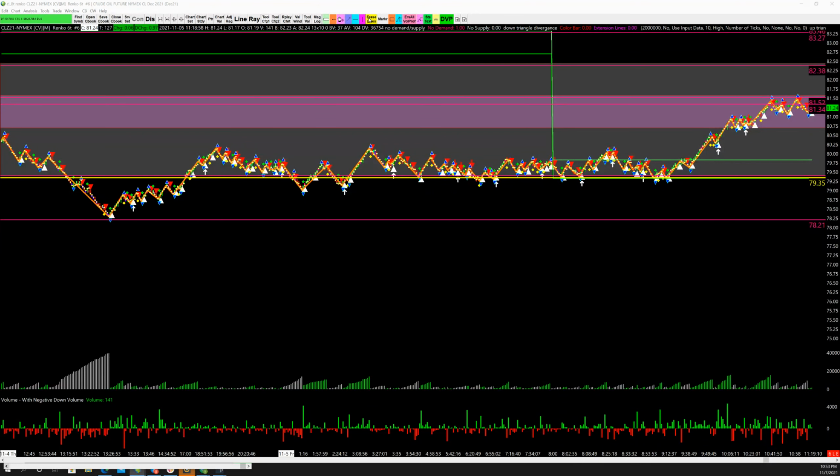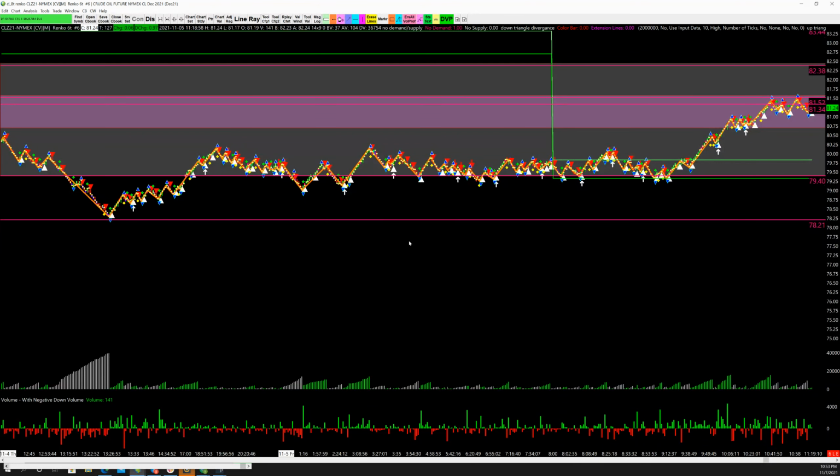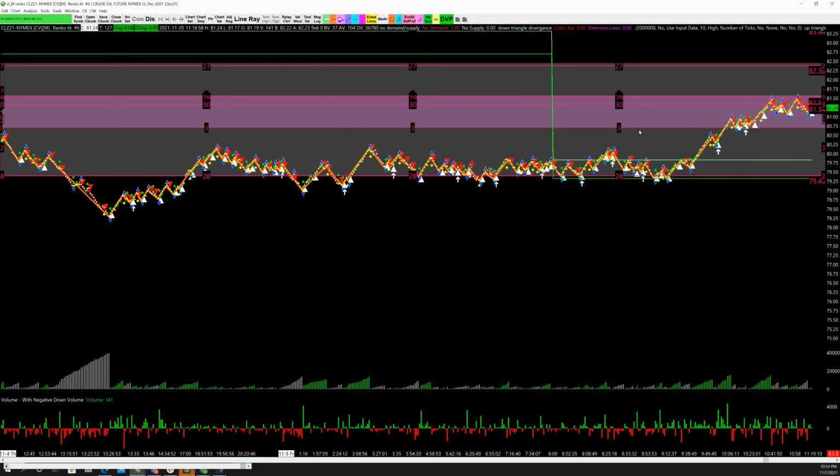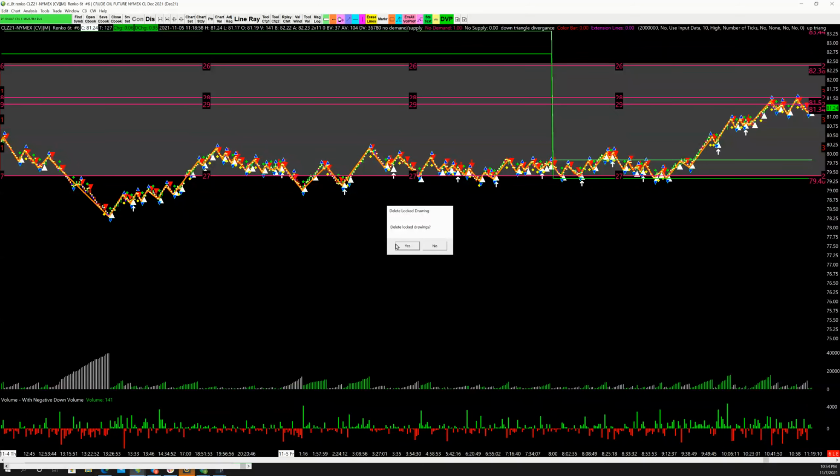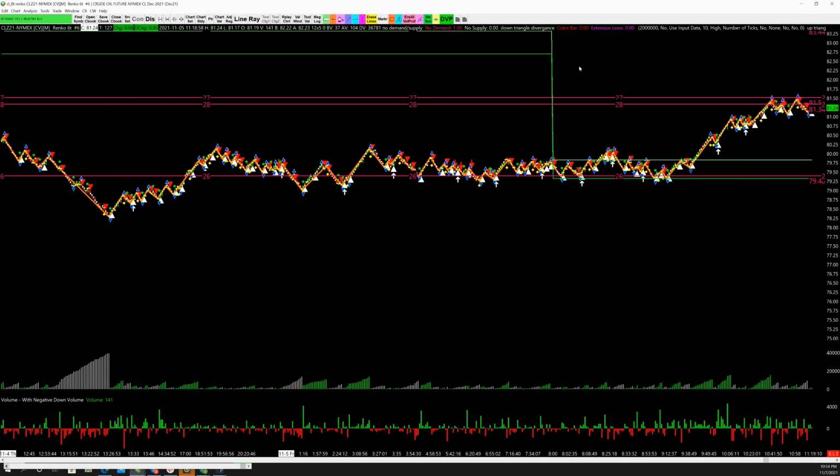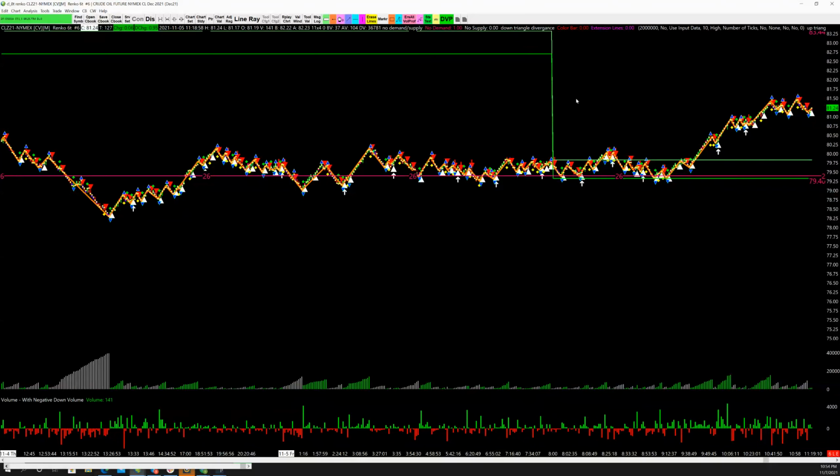Let me erase all the lines that I have on this chart. And I have these locked, so hold on one second here. Let me go back here real quick. 79.40 was Globex low. Apologies. I have these locked from a prior session. Yes, delete all this. Okay, so this is the initial balance, and this is 79.40.